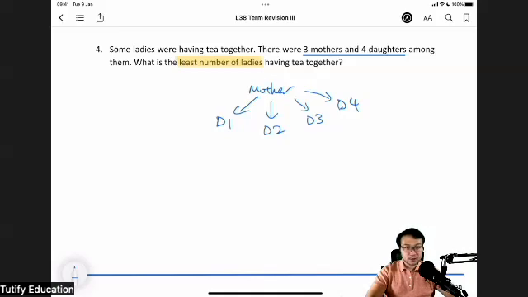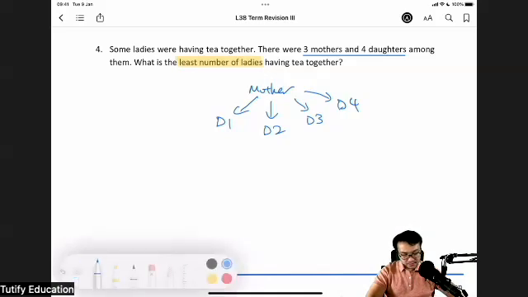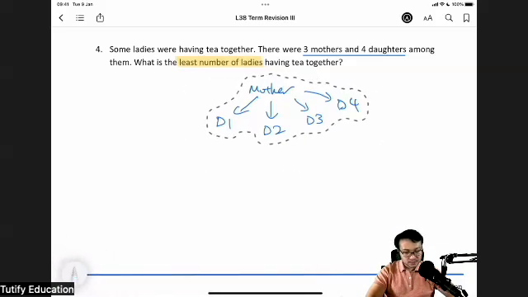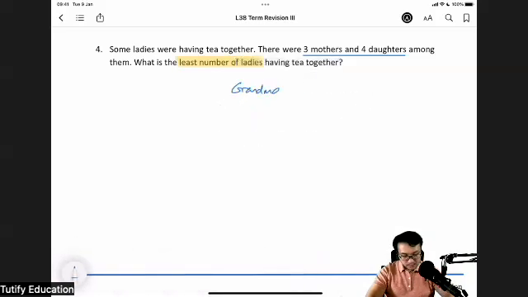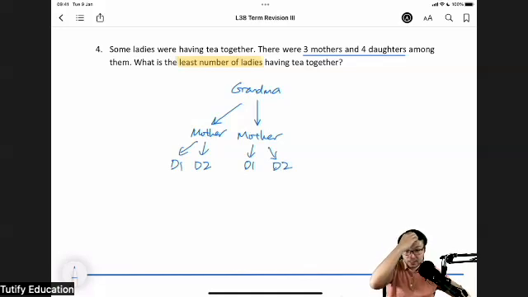So what do you call that person? Grandmother. Very good. Okay, let's start with the oldest person in the room, and she's called grandma. So under grandma, you have mother. Two mothers. Mother, mother. And then each mother has 2 daughters. Okay, let's try. So how many people are there all together in this room right now?